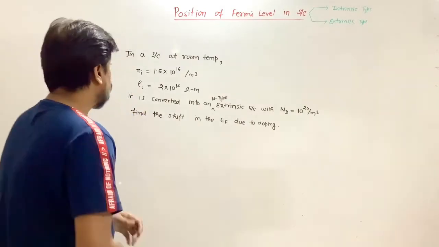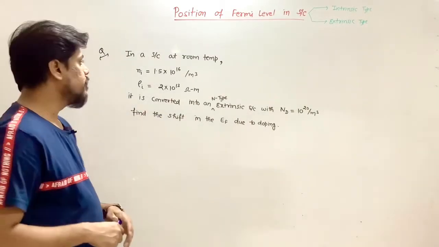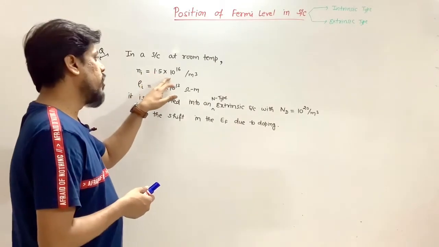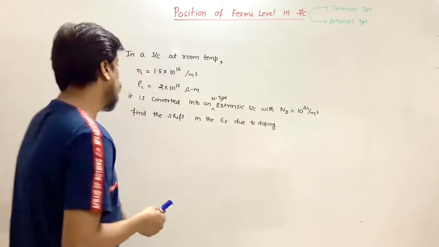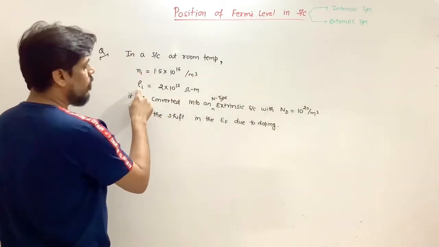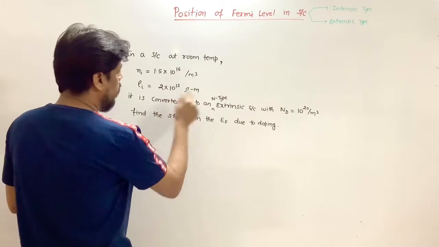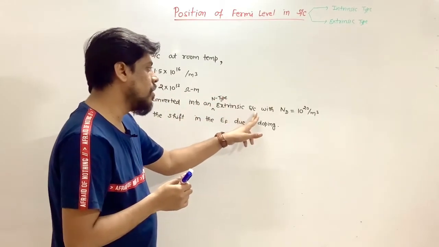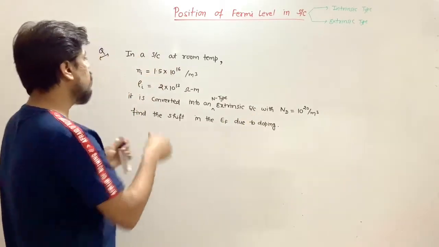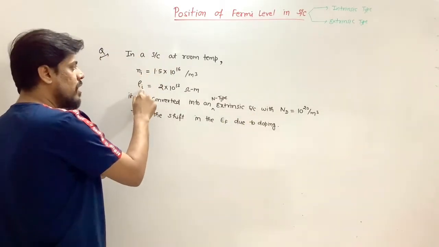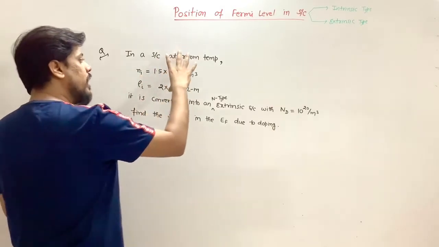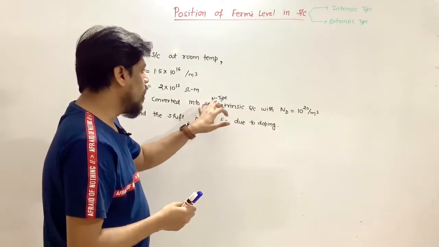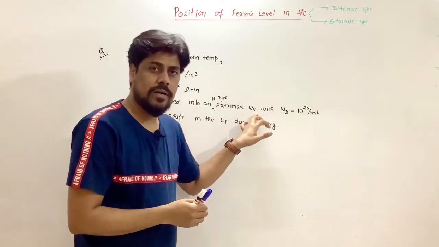So next question is, in a semiconductor at room temperature, the intrinsic concentration Ni is 1.5 into 10 to the power 16 atoms per meter cube, and intrinsic resistivity, that is rho I, is 2 into 10 to the power 13 ohm meter. Now it is converted into an n-type extrinsic semiconductor. It means initially it is intrinsic type, and after some doping it is converted into an n-type extrinsic semiconductor with Nd.